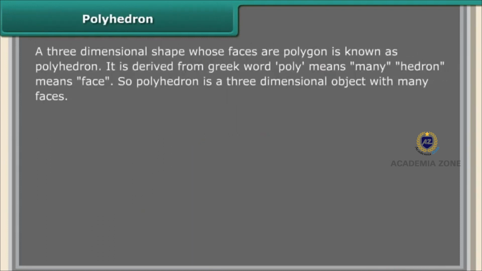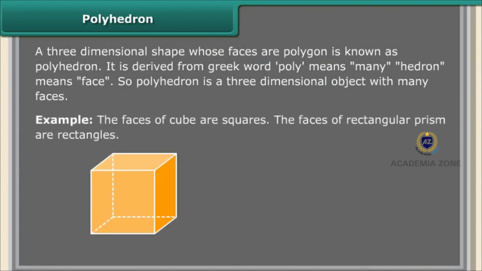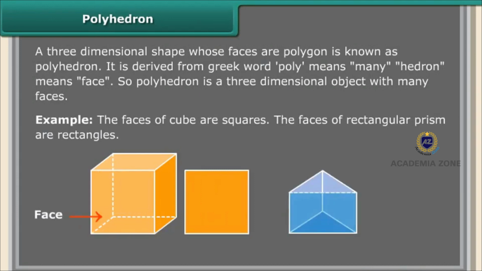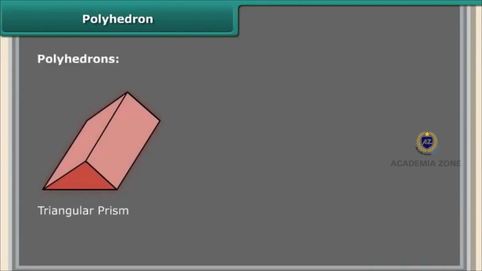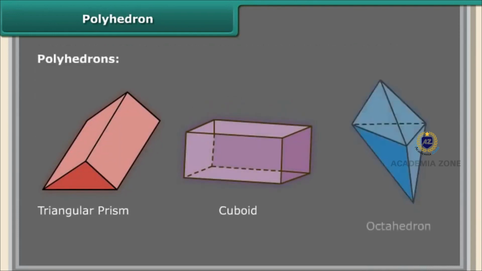Polyhedron. A three-dimensional shape whose faces are polygons is known as a polyhedron. It is derived from the Greek word poly meaning many, hedron meaning face. So a polyhedron is a three-dimensional object with many faces. Example: the faces of a cube are squares. The faces of a rectangular prism are rectangles. Polyhedrons: triangular prism, cuboid, octahedron.